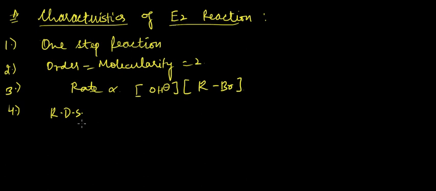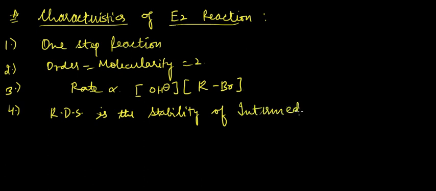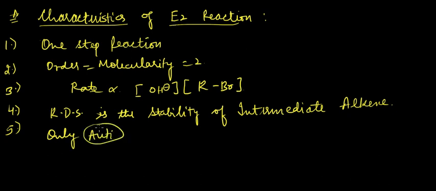So one important point here is that the RDS, or rate-determining step, is the stability of the intermediate alkene which is formed. Then the fifth point is obviously that only anti-halides will undergo E2.